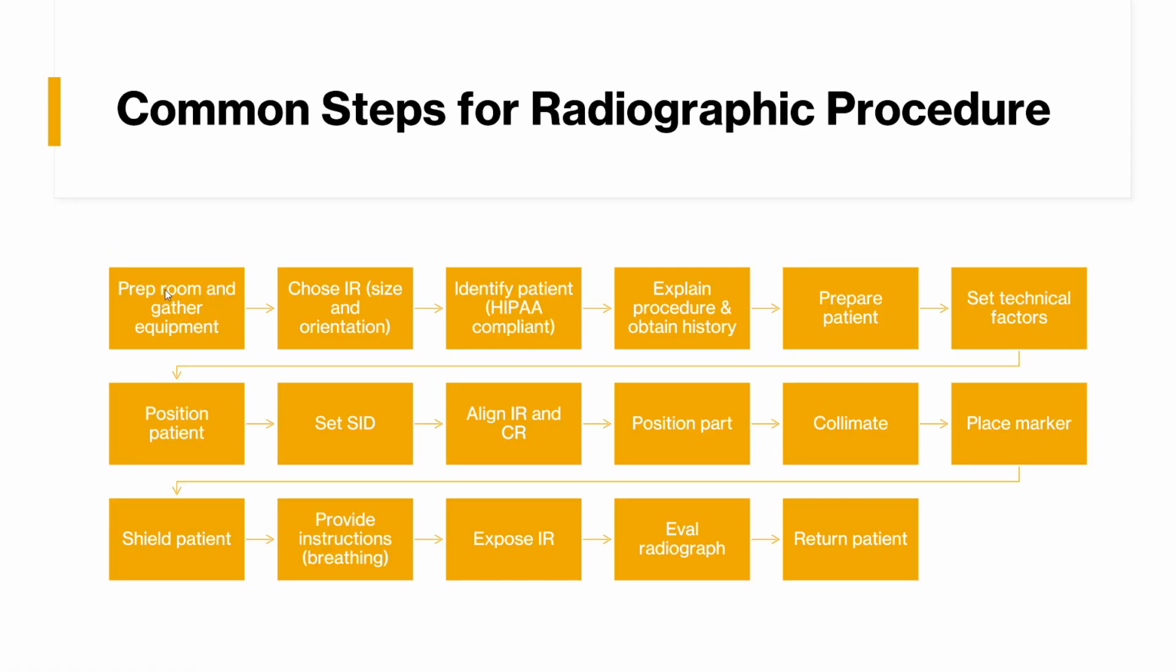So we've talked about prepping the room, gathering equipment. We've talked about choosing the imaging receptor. We've talked about identifying the patient and explaining the procedure and obtaining your history, prepping the patient with gowning. So now we're going to talk about the rest of this.